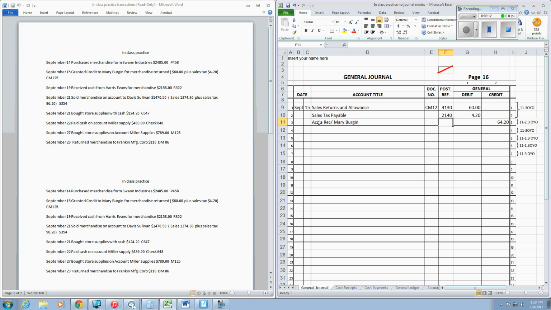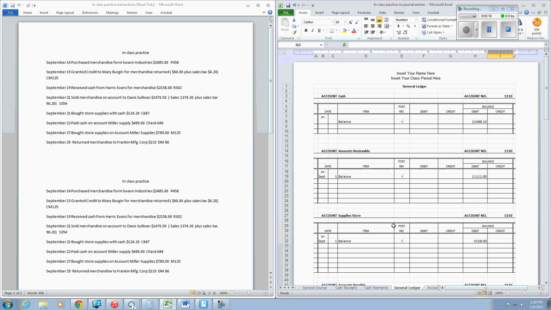So now we have to go back and find the accounts receivable in the general ledger. And we're going to credit that for $64.20. So scroll all the way up, find accounts receivable. Again, the date is the 15th. Where did we get that from? GJ16. We're going to credit it for the $64.20. Okay, and that's going to decrease it, this minus this. Okay, and 1130 then goes in the general journal.